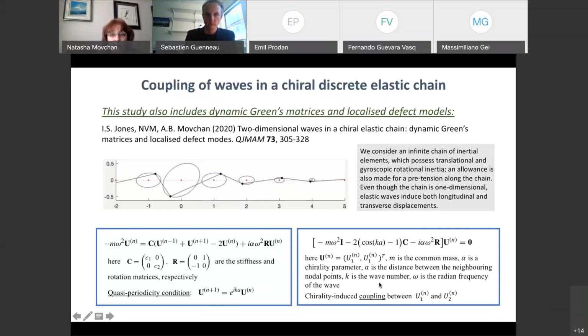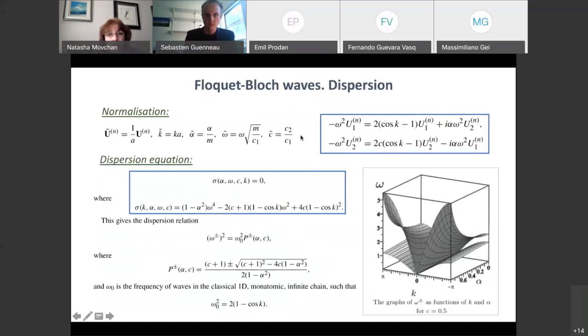And we noticed that chirality induces coupling between two components of the displacement. That should be U2, sorry, there is a typo here. So we can use some normalization and write down the system in the system form rather than matrix form. You can see these two terms which effectively are responsible for coupling in that particular system.